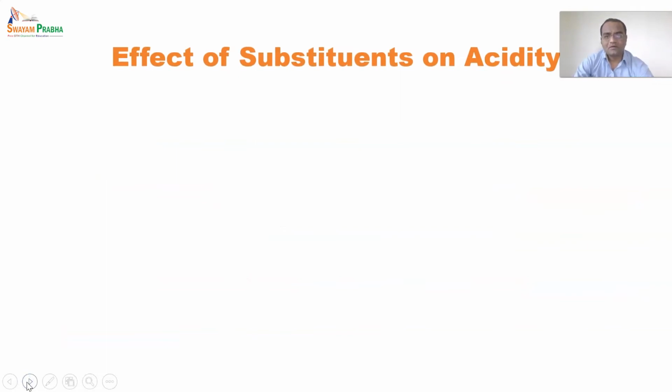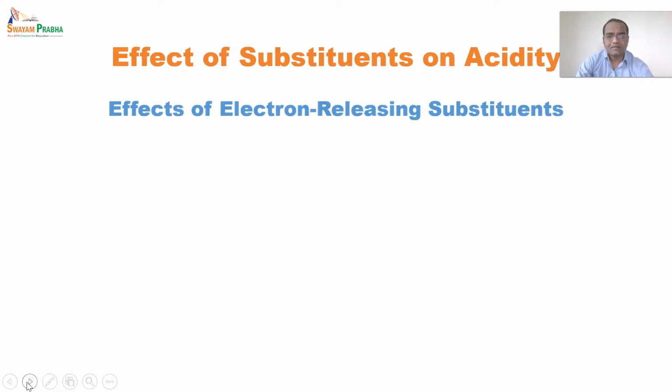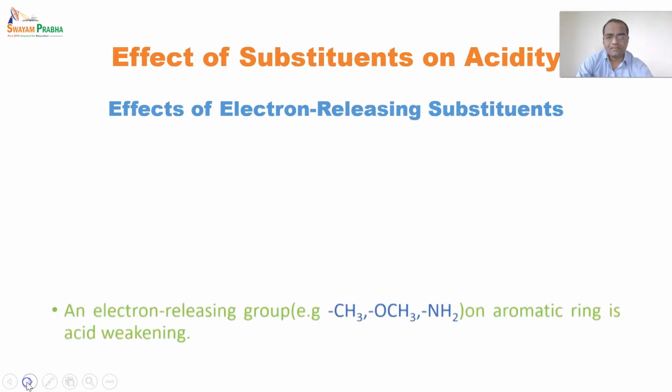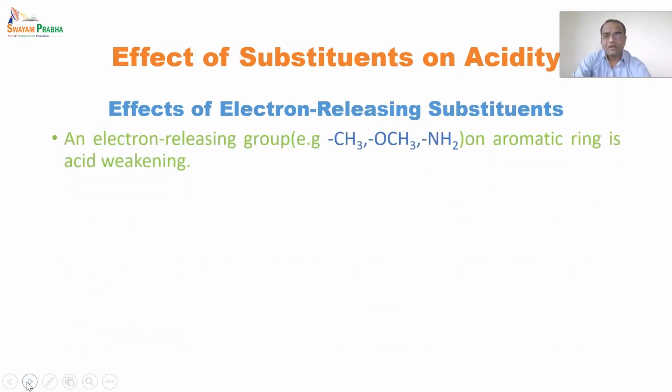Now we'll see the effect of substituents on acidity. The next part is the effect of electron releasing substituents. Electron releasing groups on an aromatic ring are acid weakening. So they decrease the acidity of the ring because they increase the negative charge on the ring, and that is why they decrease the acidic strength.